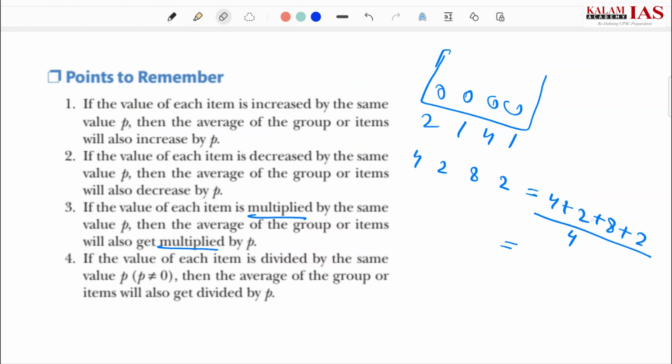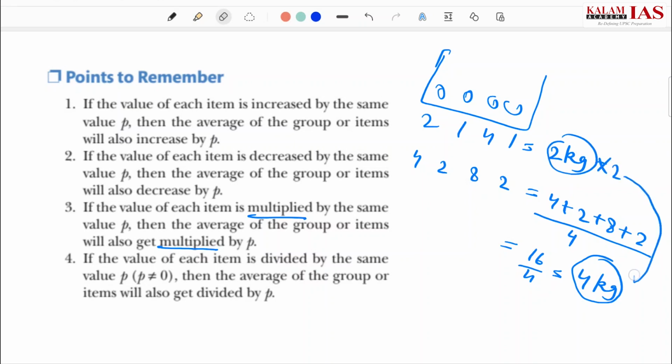That is 16 by 4, that is 4 kg. This is the new average. The earlier average was 2 kg. As we can see, 2 kg into 2 kg will be 4 kg. As we had multiplied each weight with 2, the average also got multiplied by 2.